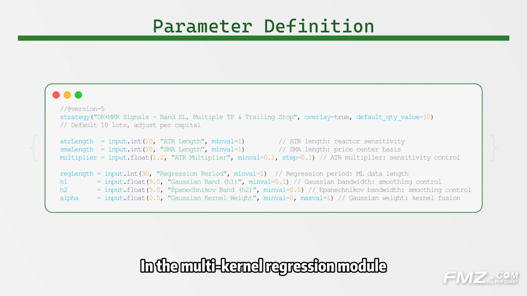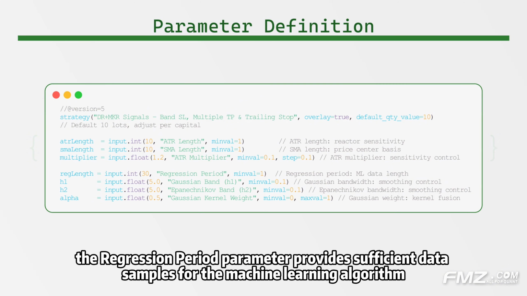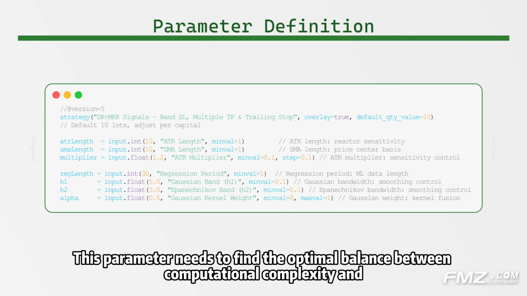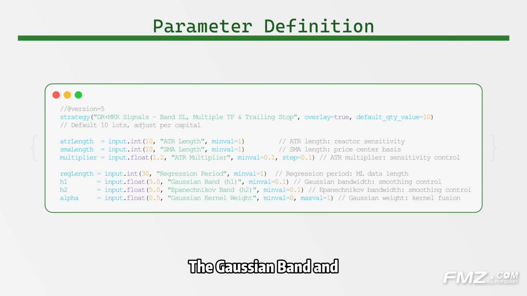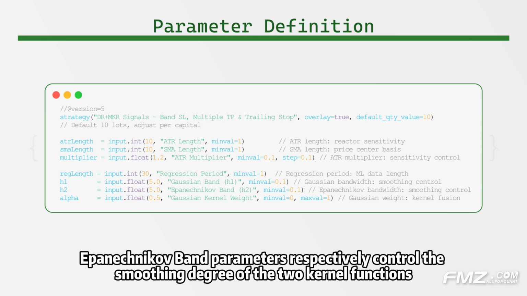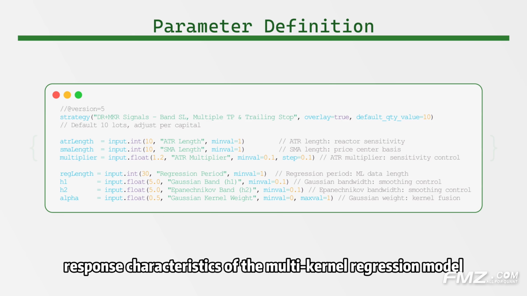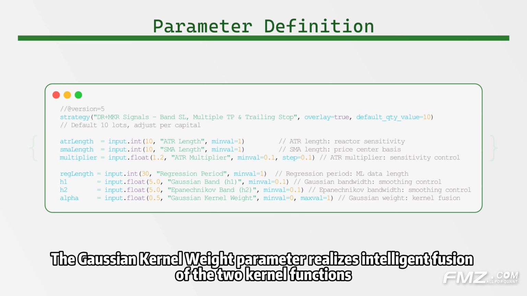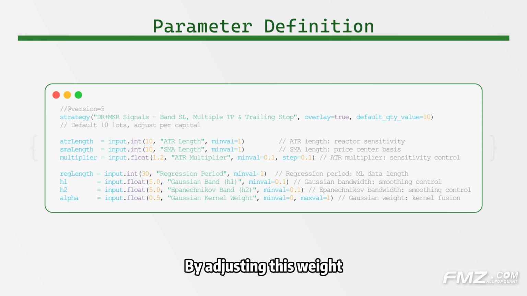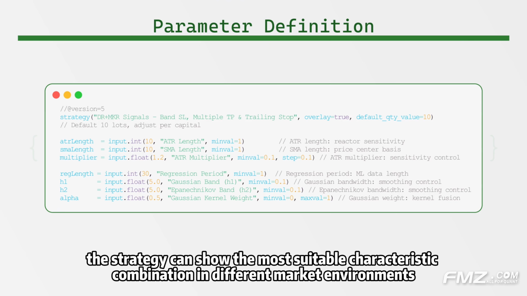In the multi-kernel regression module, the regression period parameter provides sufficient data samples for the machine learning algorithm. This parameter needs to find the optimal balance between computational complexity and prediction accuracy. The Gaussian band and Epanechnikov band parameters respectively control the smoothing degree of the two kernel functions, directly affecting the fitting quality and response characteristics of the multi-kernel regression model. The Gaussian kernel weight parameter realizes intelligent fusion of the two kernel functions. By adjusting this weight, the strategy can show the most suitable characteristic combination in different market environments.